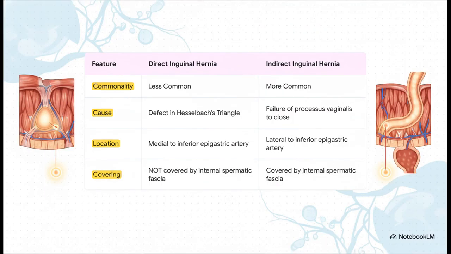Okay, so this table really lays it all out for us. First thing you'll notice, indirect hernias are way more common. And that's because their cause is congenital. It's something you're born with. It's a failure of this little structure called the processus vaginalis to close up properly. Direct hernias, on the other hand, are less common and happen through a weakness in an area called Hesselbach's triangle. And check out their location relative to this key blood vessel, the inferior epigastric artery. Direct is medial, so closer to the midline, while indirect is lateral, so away from the midline. It's these tiny anatomical details that make all the difference in the world.